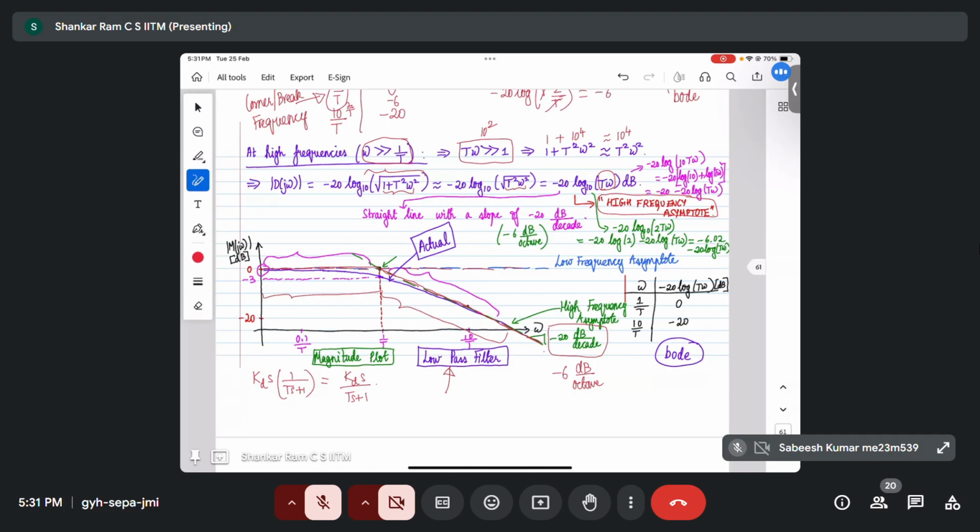So that explains why it takes this shape, how 1 by Ts plus 1 corresponds to a low pass filter, and how we integrate it with the derivative block so that we are able to filter out the high frequency components and overcome one limitation of the derivative controller. I hope this clarifies that part.